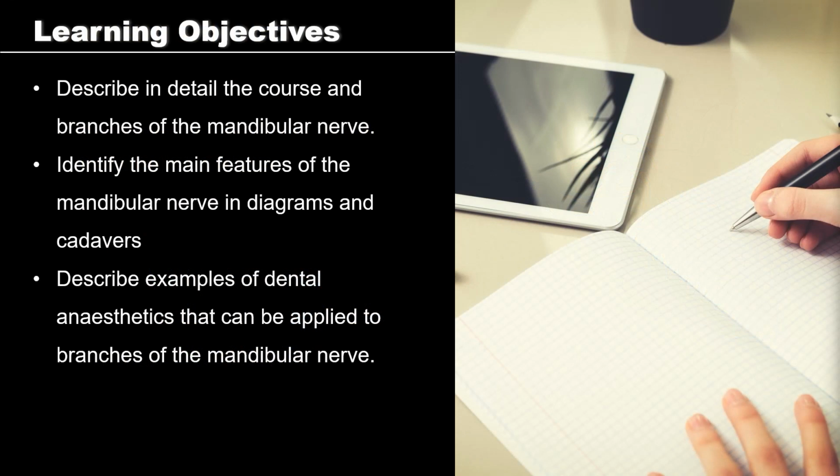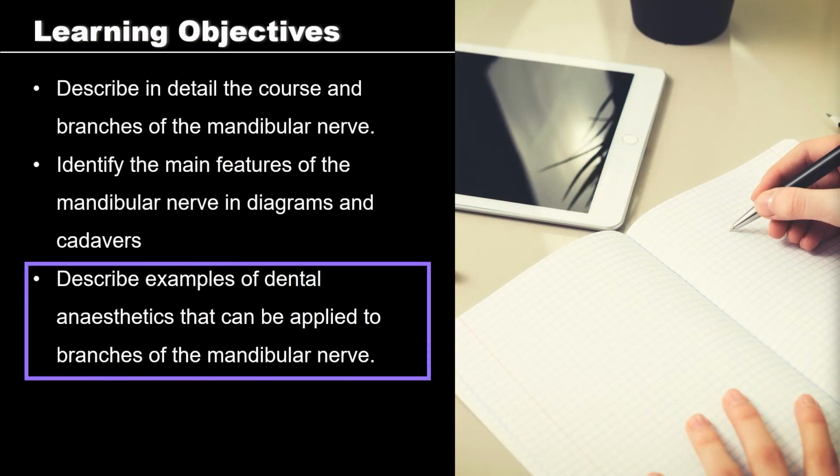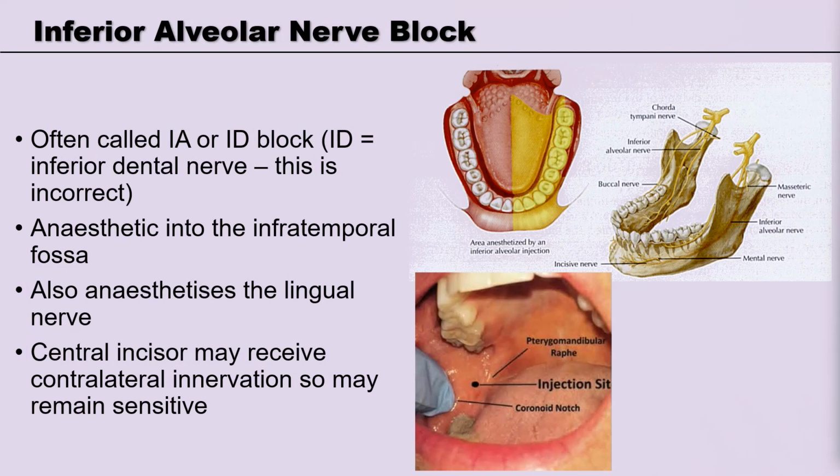So now we have looked at the course and the innervations of the mandibular branch of the trigeminal nerve, let's go and have a look at some of the blocks that can be applied to these nerves. The inferior alveolar nerve block is one of the most frequently used in dental anaesthetic procedures. It is also called the inferior dental or ID block because the inferior alveolar nerve is often incorrectly called the inferior dental or ID nerve. It aims to anaesthetise the inferior alveolar nerve in the temporal fossa just before it enters the mandibular foramen.